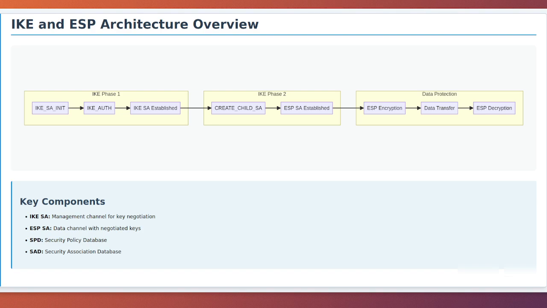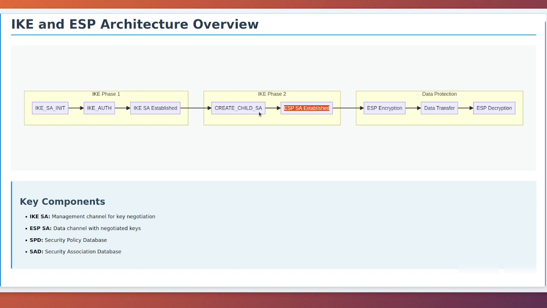Phase 1 creates what we call the IKE Security Association, or IKE-SA. This is the management channel where both endpoints authenticate each other, agree on encryption algorithms, and establish a secure tunnel for further negotiations. During this phase, you will see protocols like main mode or aggressive mode in IKE version 1, or the streamlined IKE_SA_INIT and IKE_AUTH exchanges in IKE version 2. The beauty of this phase is that it creates a protected environment where we can safely exchange the keys needed for actual data encryption. Phase 2 is where ESP comes into play.